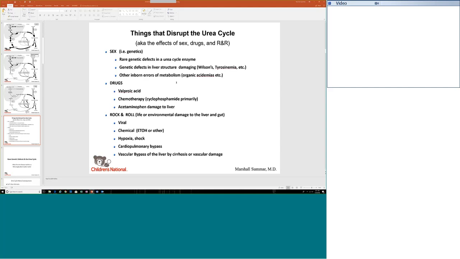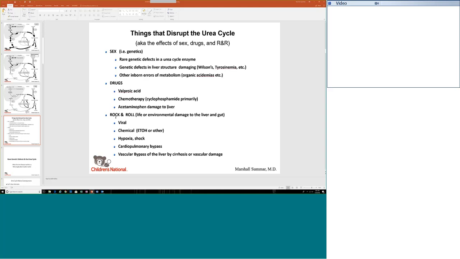From the drug standpoint, there's a number of commonly used medications that can interfere with this. The seizure medication valproic acid will actually directly interfere with the function of the first enzyme, carbamyl phosphate synthetase, and cause decreased flow through the rest of the cycle. High-dose chemotherapy, cyclophosphamide particularly, that's often used in high doses in bone marrow transplant, will interfere also with the first enzymes in the pathway. And then you can get what I call overall liver damage. So, for instance, if you take an overdose of acetaminophen resulting in massive liver damage, by having those hepatocytes dysfunctional, you'll have an acquired urea cycle defect.